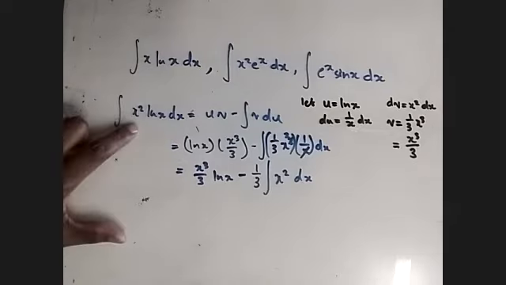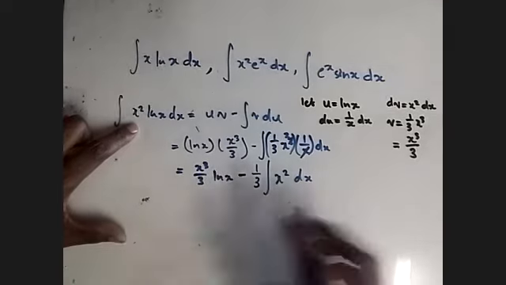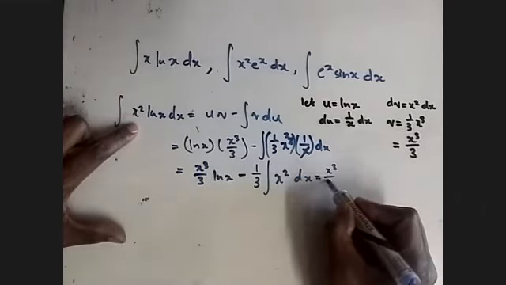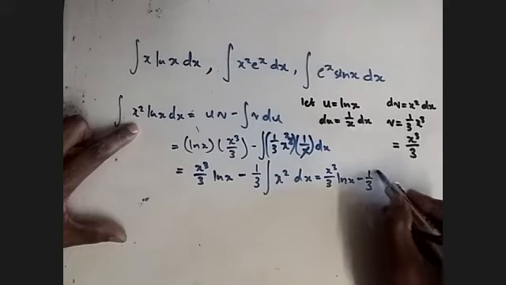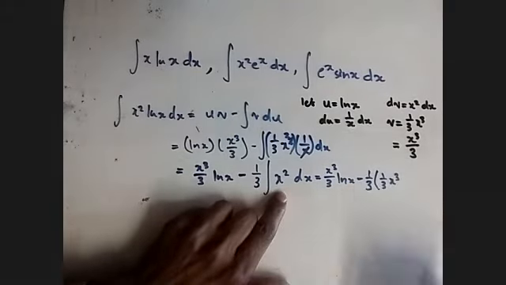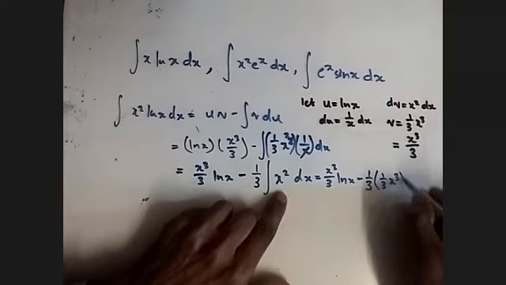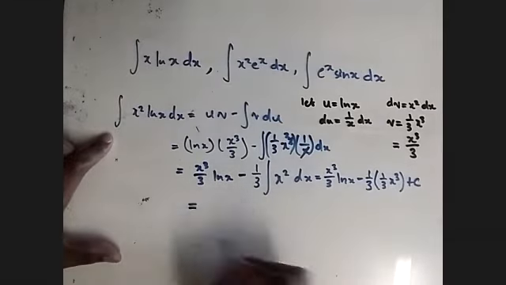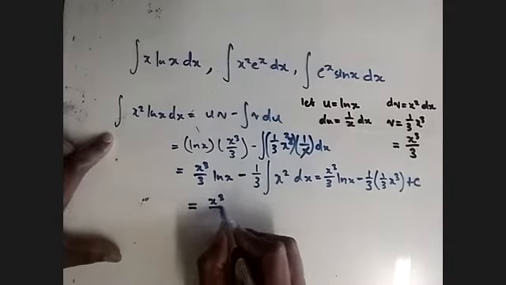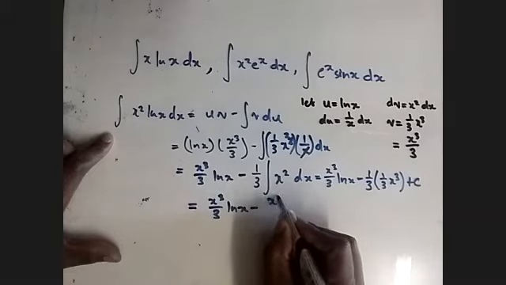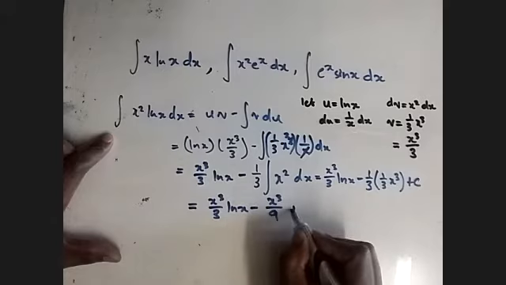Okay, so what's going to happen is we're now going to integrate this part. So what we're going to have is x cubed over 3 ln x minus 1/3. Then the integral of this thing is just 1/3 x cubed, plus c. Okay, so we're going to write it beautifully: x cubed all over 3 ln of x minus x cubed over 9, plus c.